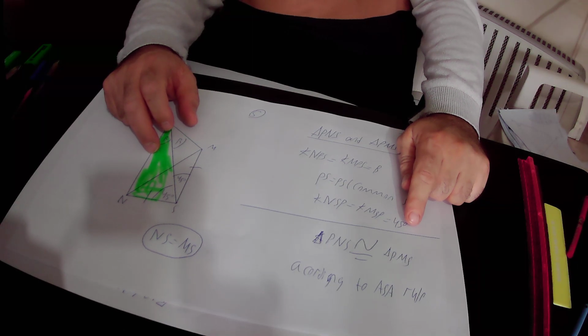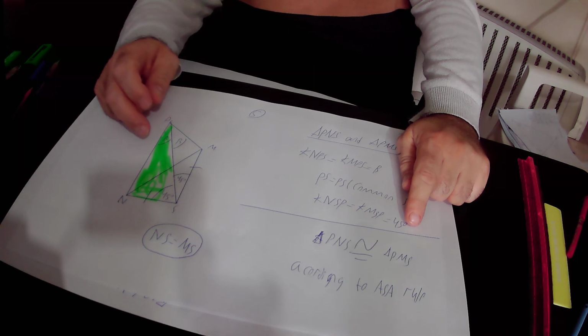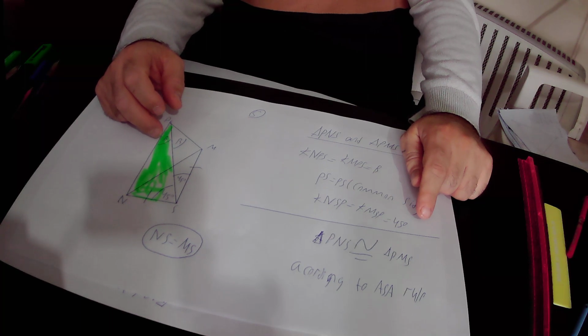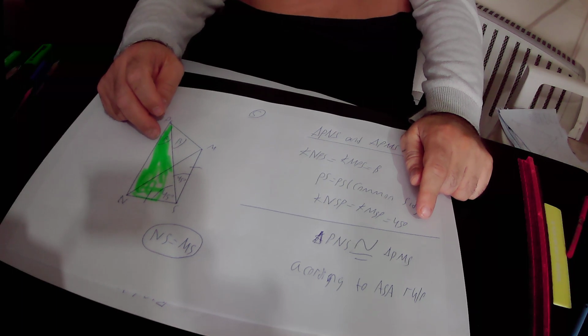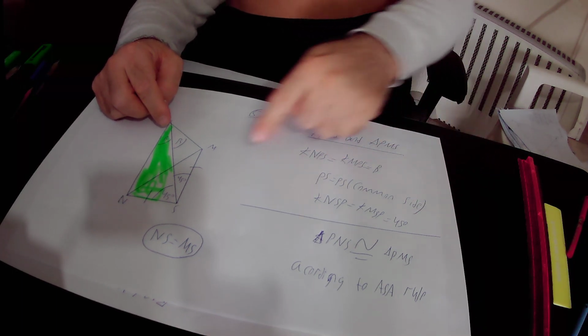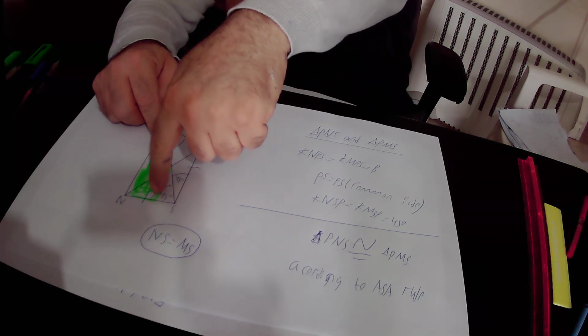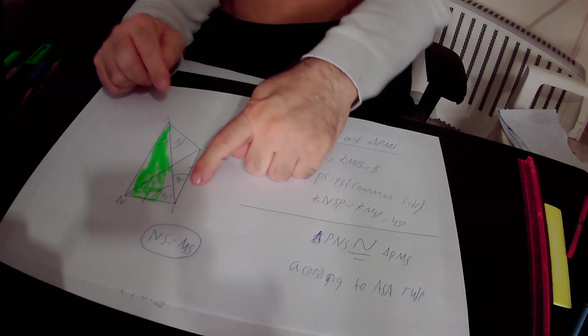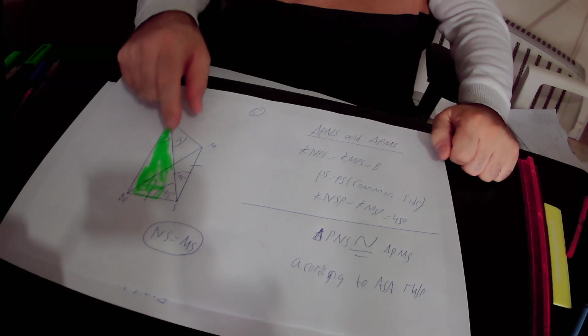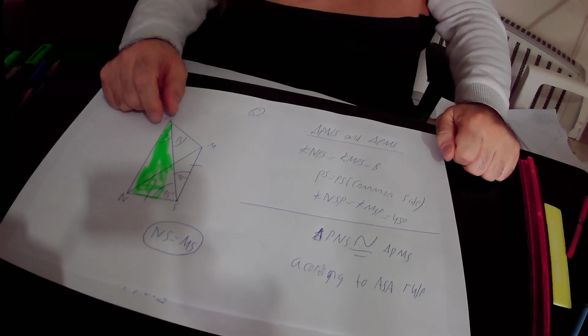Okay, so what is the angle side angle rule? The angle side angle rule is that if you prove that two angles and the side between them in one triangle are congruent to two angles and the side between them in the other triangle, then you prove that those two triangles are congruent. And we proved that those two angles and the side between them, that is to say PS in the green triangle, are congruent to those two angles and the side between them, that is to say side PS in the white triangle. Therefore, those two triangles are congruent according to the angle side angle rule.